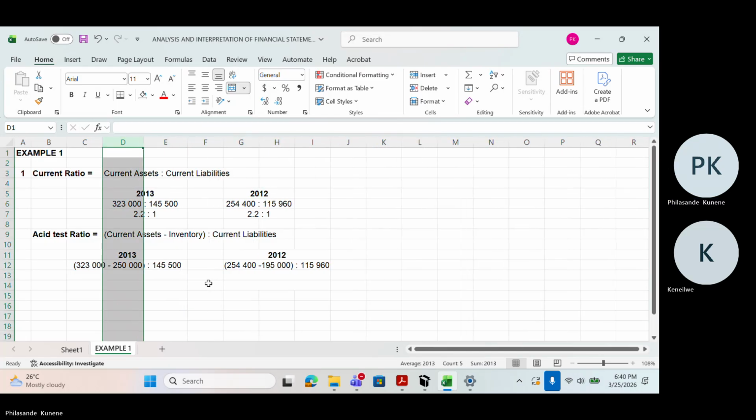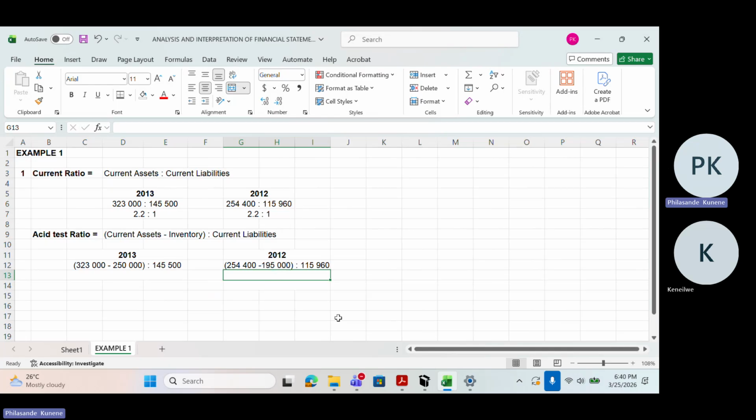Then how much is the ratio that we're getting in 2012? 0.5 is to 1. So that is 2012. Then 2013, 0.5 is to 1. Still the same thing, nothing has changed, né?